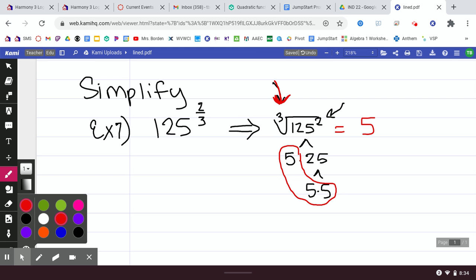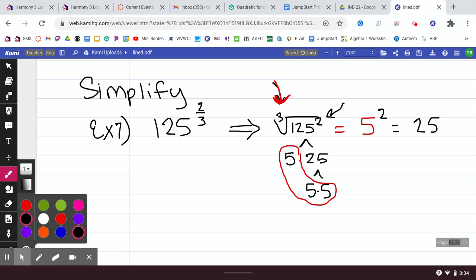Anything left over? No. So it's perfect in that it's a perfect cube because it perfectly comes out as 3. And now you apply that exponent and you reduce it all the way that you can. And we know that 5 squared is 25.